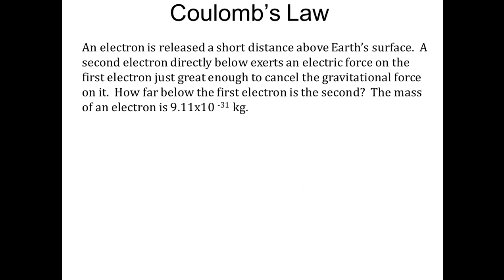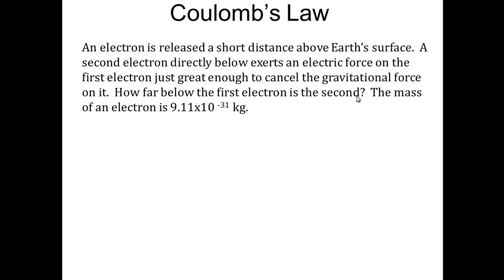So we have an electron which is released from a certain height above the Earth's surface. We don't know what that is. There's a second electron directly below it that's exerting the electrostatic force on that electron above it. And that force, it says, is just great enough to cancel the gravitational force on it. So the gravitational force on an electron is very weak because the particle is not very massive, right? So we've got a very, very small mass. So it's a weak gravitational force, and we're looking for the distance between these two particles.